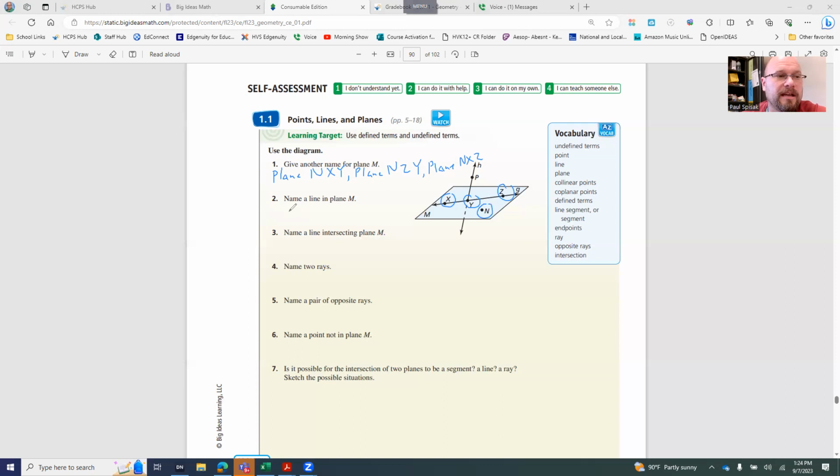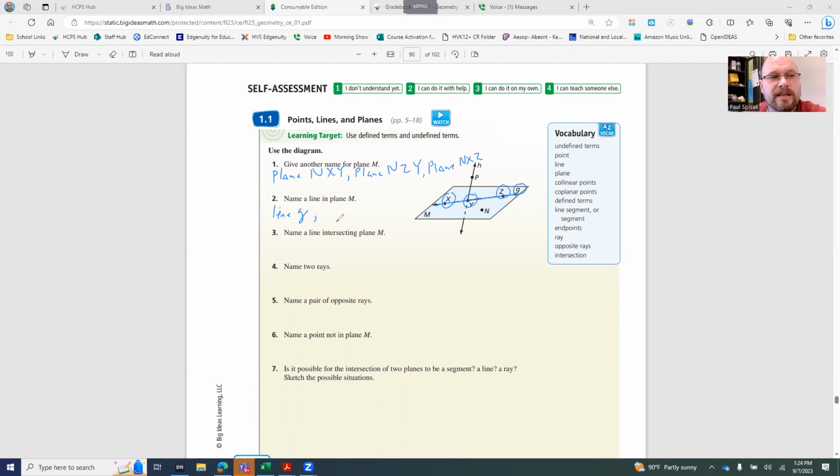Then, name a line in plane M. Well, there's only one line in plane M. So for that one, you have line G would be the first most obvious choice here. So we have G at the end of the line that appears on this plane. So you could just call it line G.